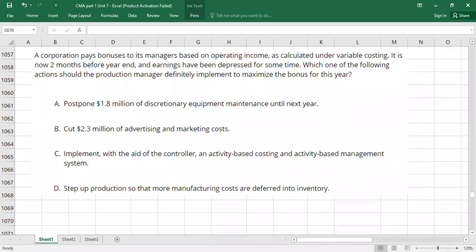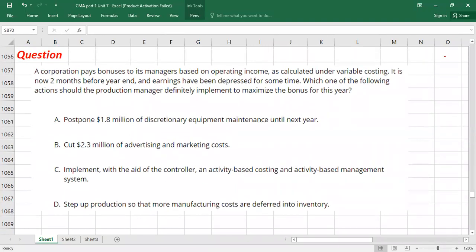We have another question here, and this is a tricky question I want to discuss with you. First, I'm giving you 2-3 minutes. Read what you understand, and then I will discuss the solution.